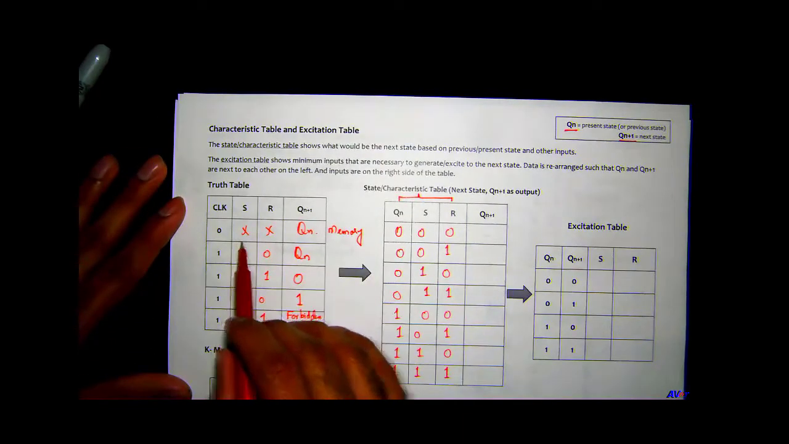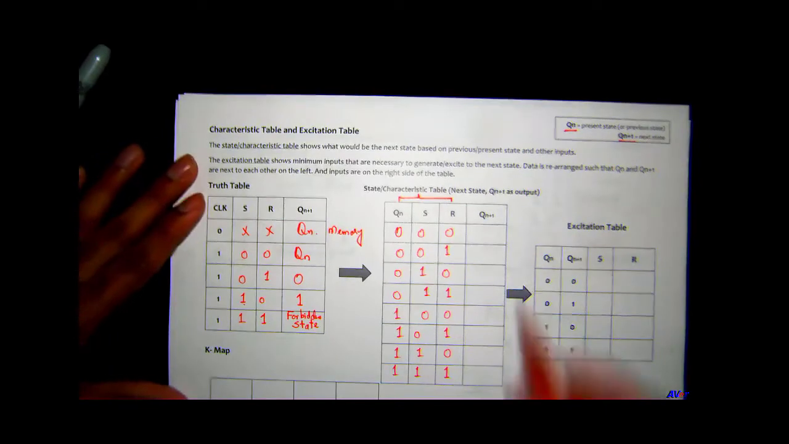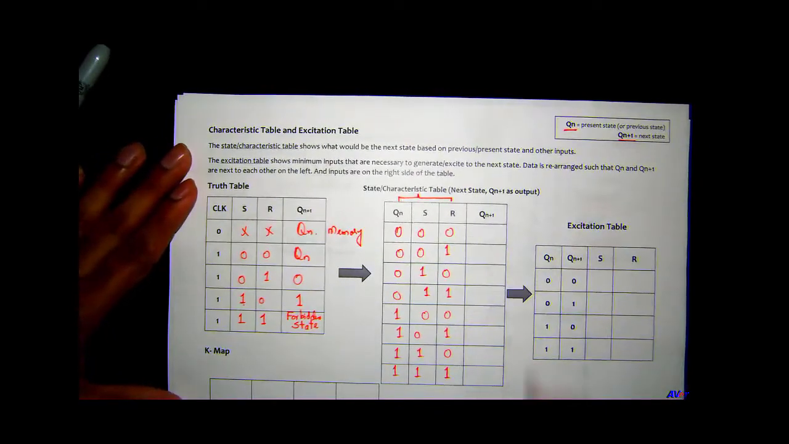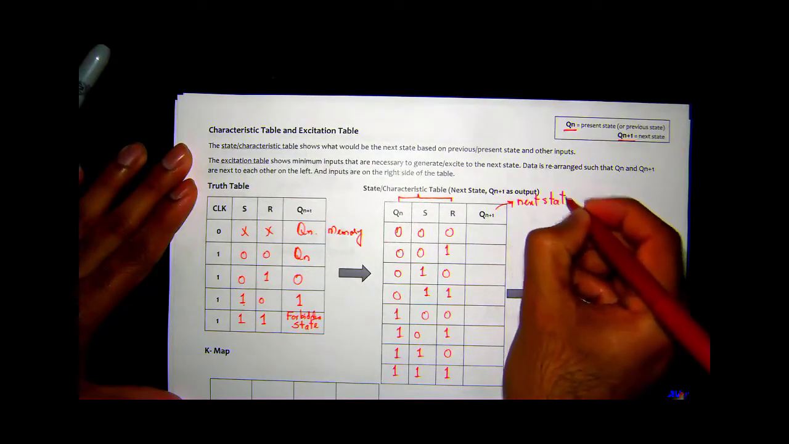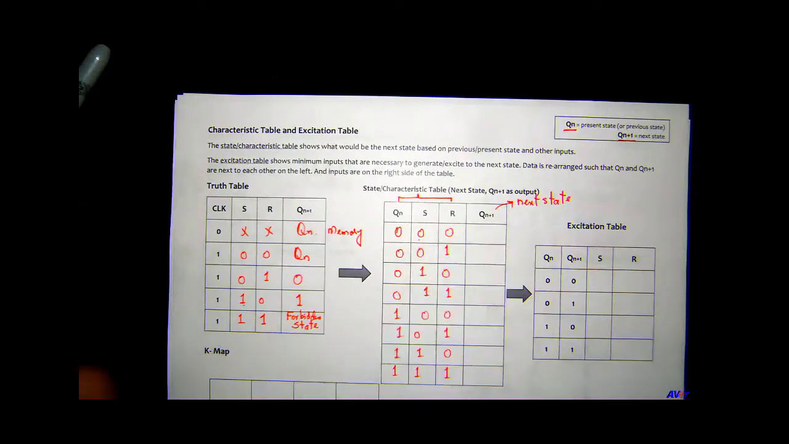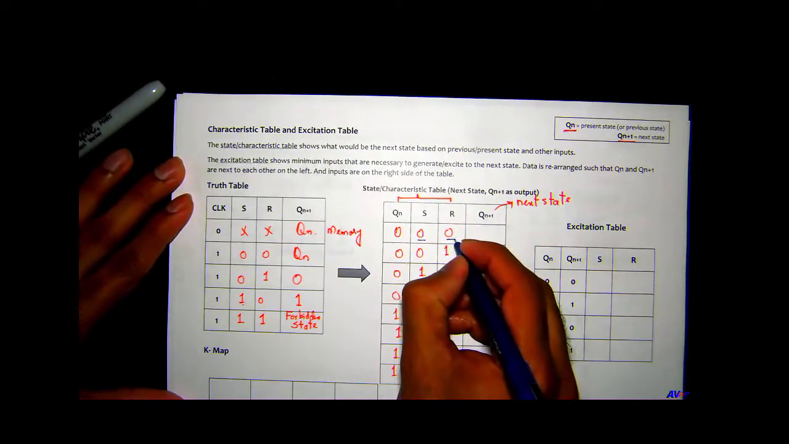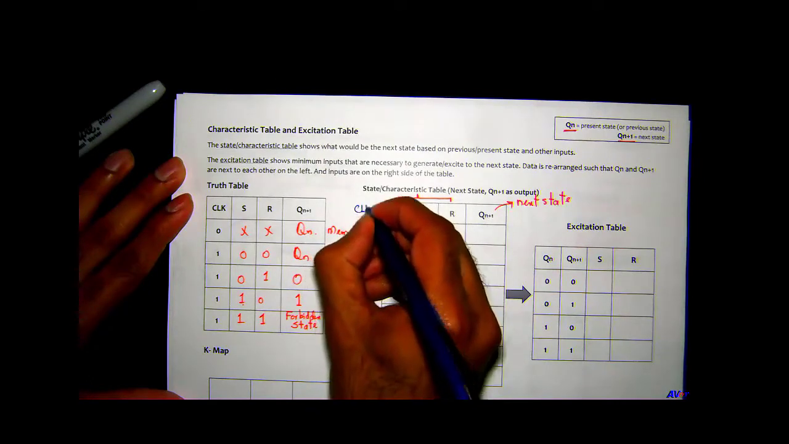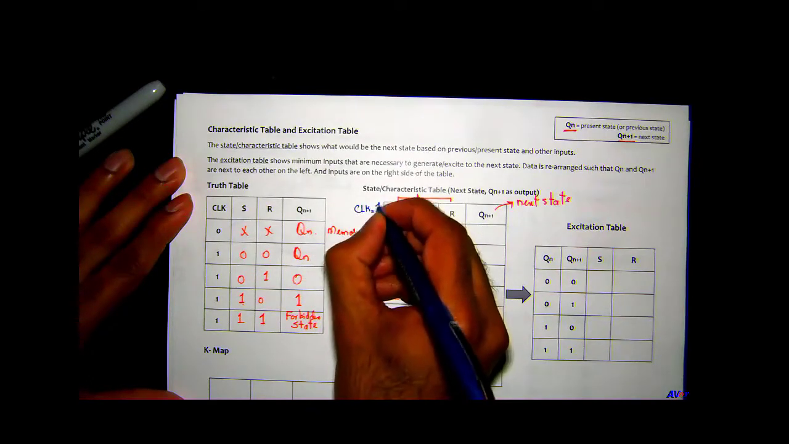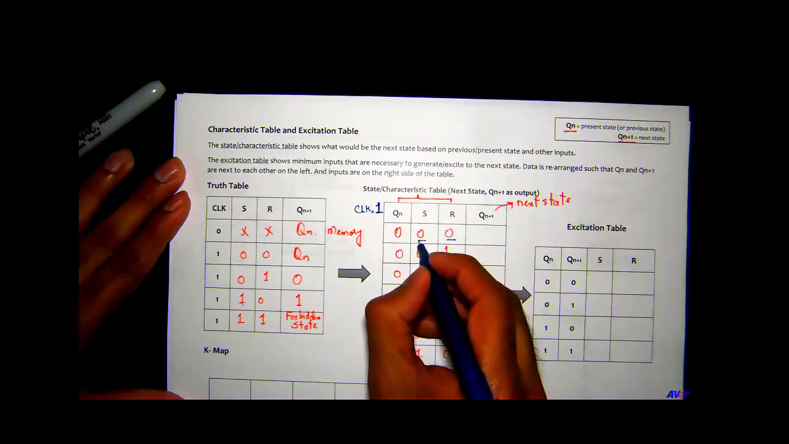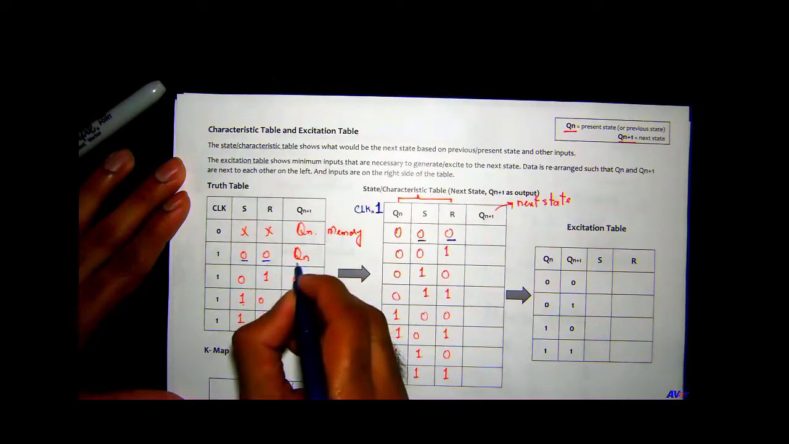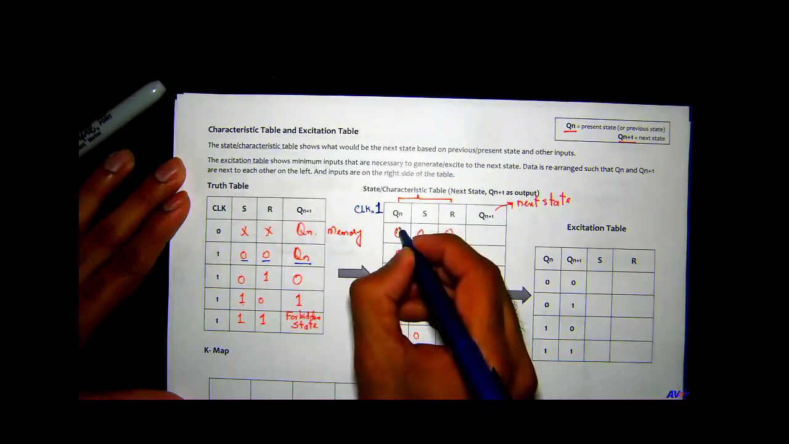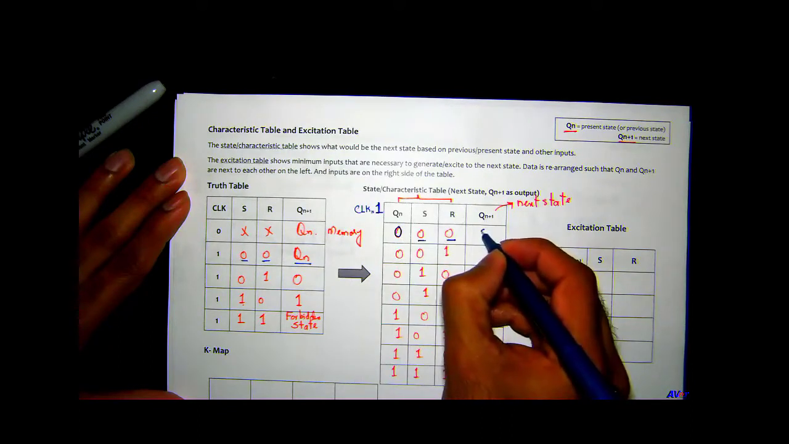Okay, now we're going to look at this table, and using the truth table, we are going to complete this next state column. Remember, this is your next state. If S is 0, R is 0, and we're going to assume that clock is high at all times here. If S is 0, R is 0, Qn plus 1 is Qn. And since Qn is 0, that will mean Qn plus 1 is going to be 0.